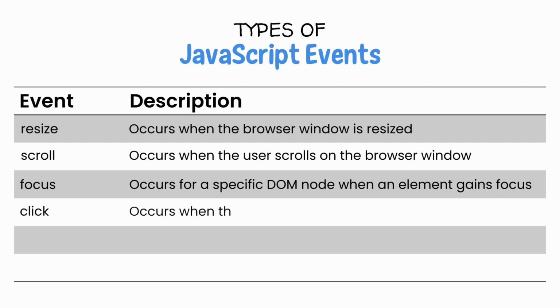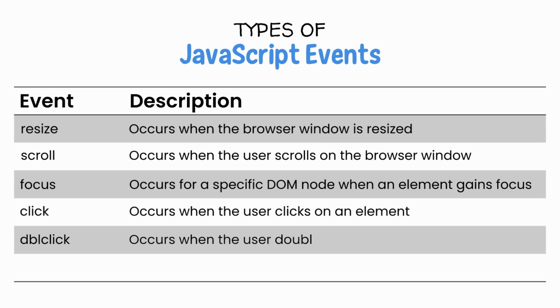Click. This event fires when the user clicks on the primary mouse button, usually the left button. This event also fires if the user presses the Enter key on the keyboard when an element has focus. DBL click. This event fires when the user clicks the primary mouse button, in quick succession, twice. Mouse down.